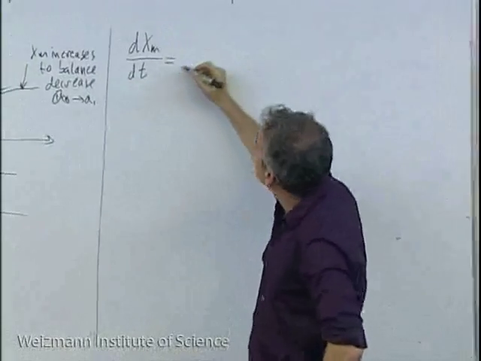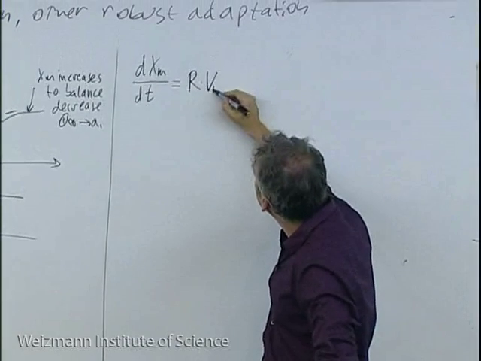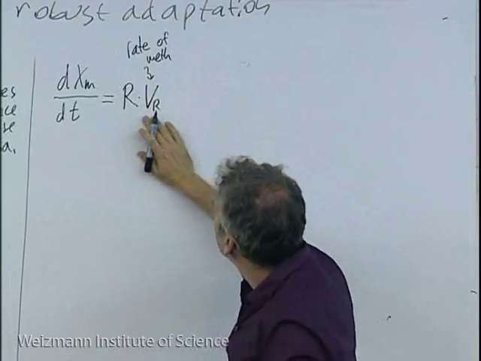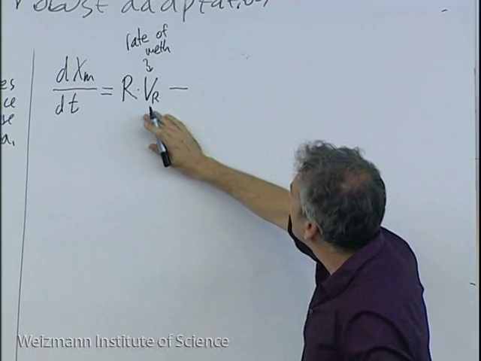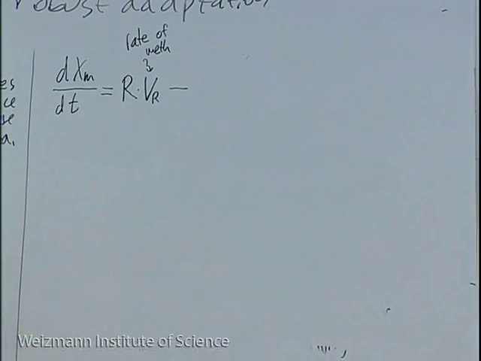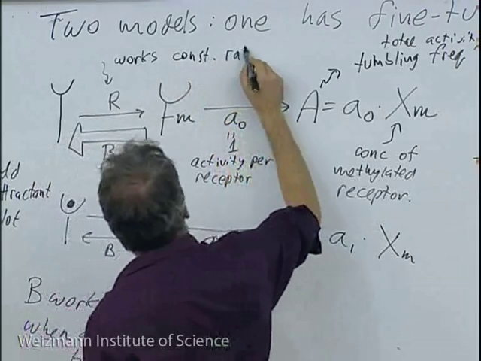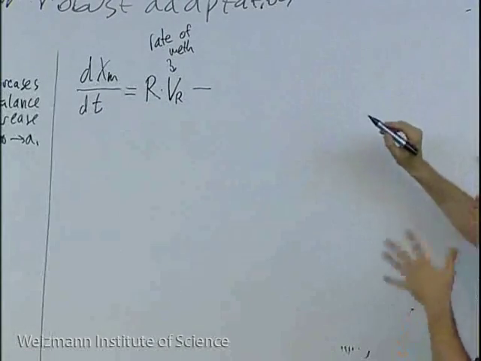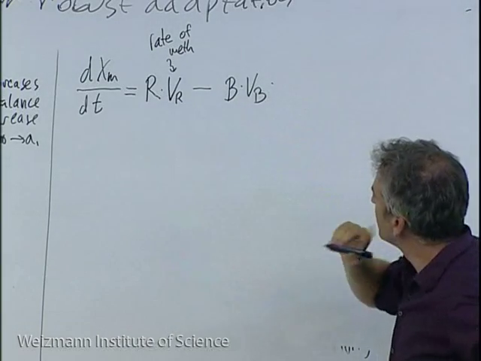So the rate of change of this methylation is the amount of enzyme R times the rate of methylation, how many times per second each of these molecules adds methyl groups. And as I said, this model assumes that R works at a constant rate. And then there's the rate of demethylation. And this works according to standard enzyme kinetics, a function that we already talked about.